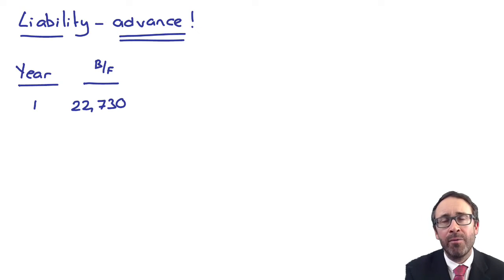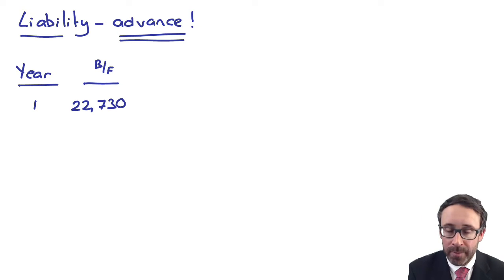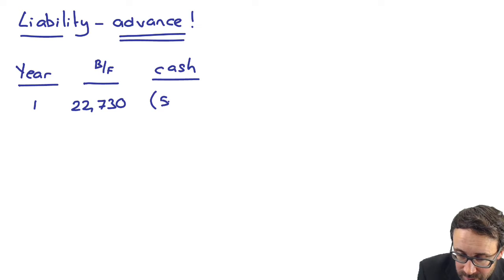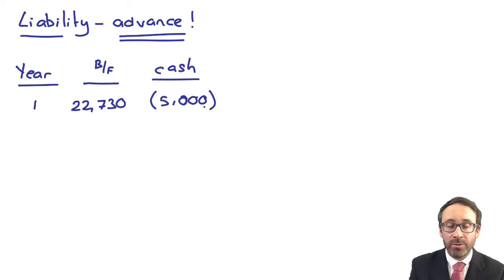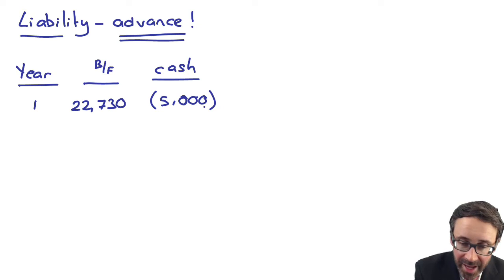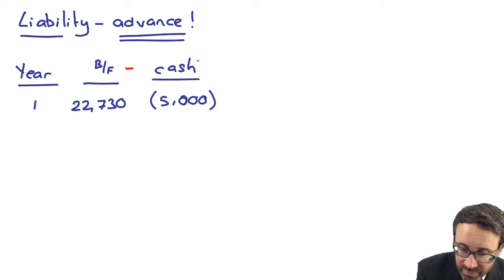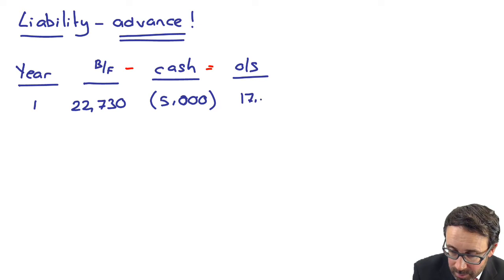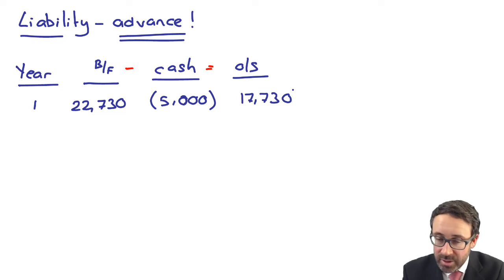And when we're making payments in advance, we draw up this table in chronological order. So looking at how things happen. If we're making payments in advance, the first thing that happens is that we pay cash, which was there at 5,000. That cash payment reduces the value of the liability. So we can look at the value of the outstanding liability, which is 17,730.